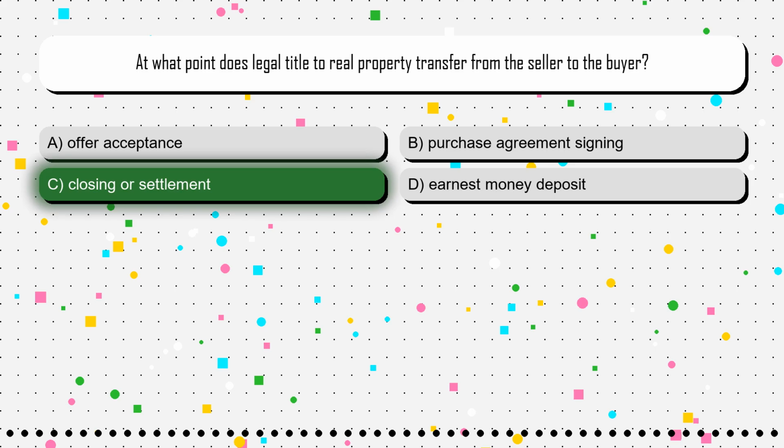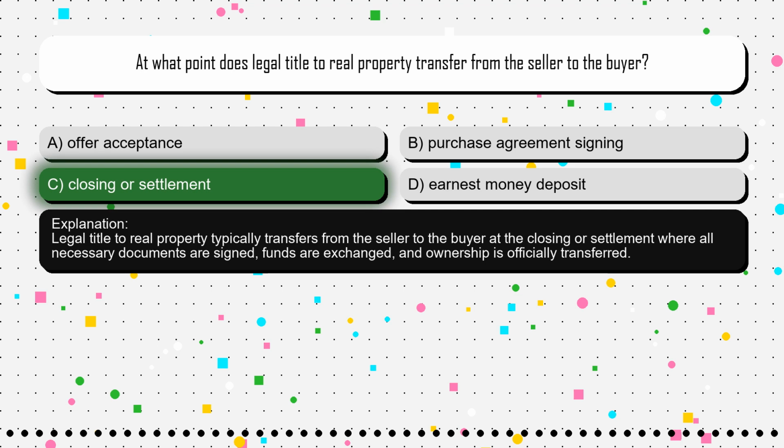The correct answer is option C, closing or settlement. Legal title to real property typically transfers from the seller to the buyer at the closing or settlement, where all necessary documents are signed, funds are exchanged, and ownership is officially transferred.